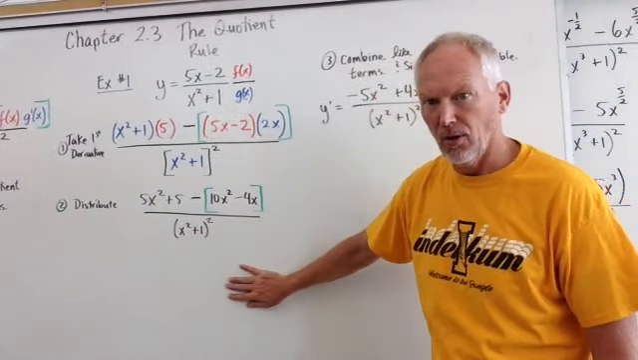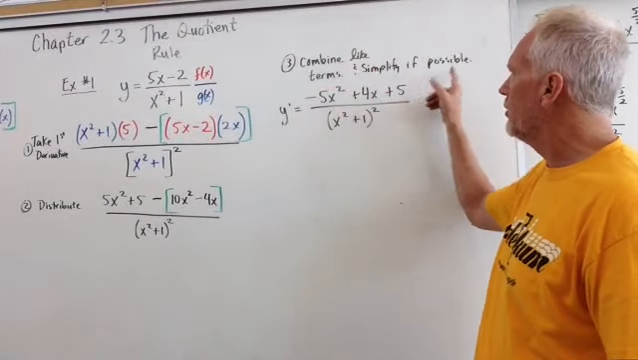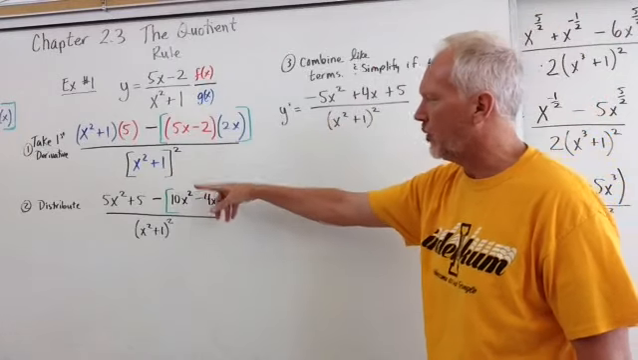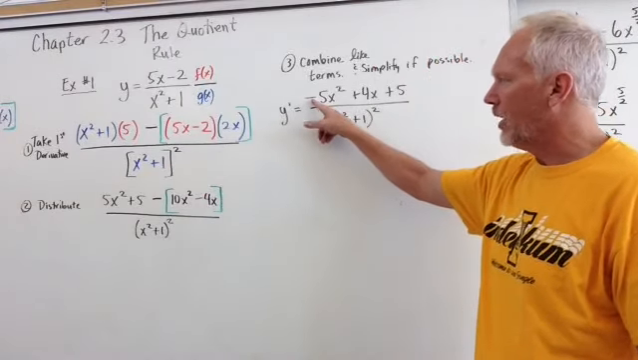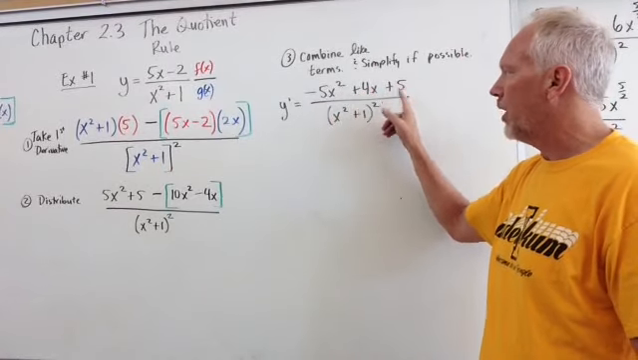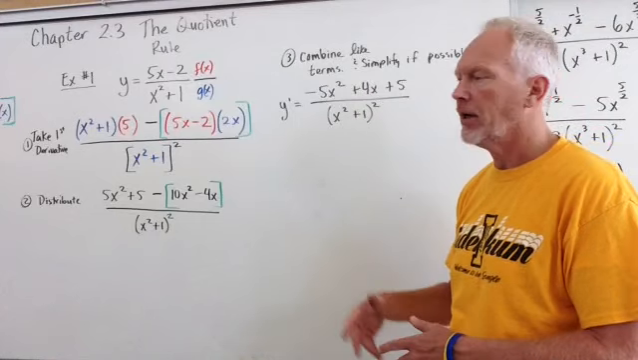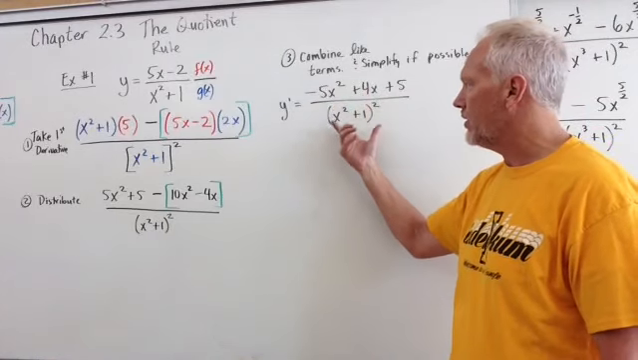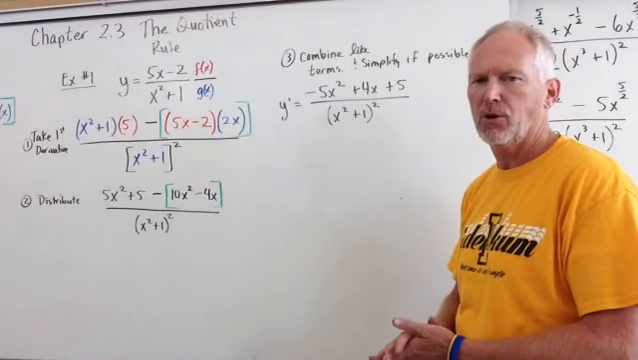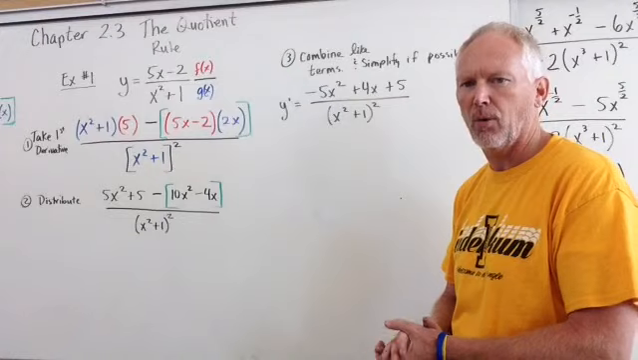Okay, moving along. We combine like terms and simplify if possible. After we combine like terms, we distribute the negative. We get negative 5x squared plus 4x plus 5 all over the quantity x squared plus 1 squared. If we could factor this and get an x squared plus 1 out as a factor, then we would do so. However, in this case, we can't, so that is where we're done.